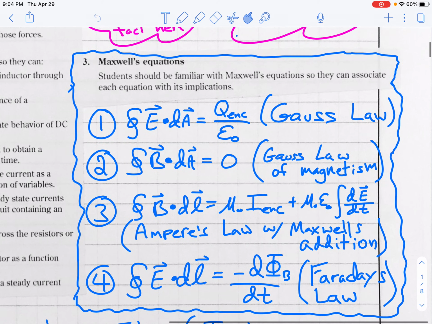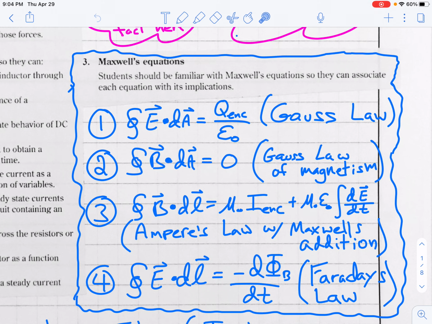Below that, we've got Maxwell's equations, which I'm just briefly going to cover because we'll be going over these later on. The first one, Gauss's law, way back from the beginning of the semester: the closed surface area integral of the electric field dot product with the area element equals Q enclosed over epsilon naught, and this left-hand side is the net electric flux through that closed surface.